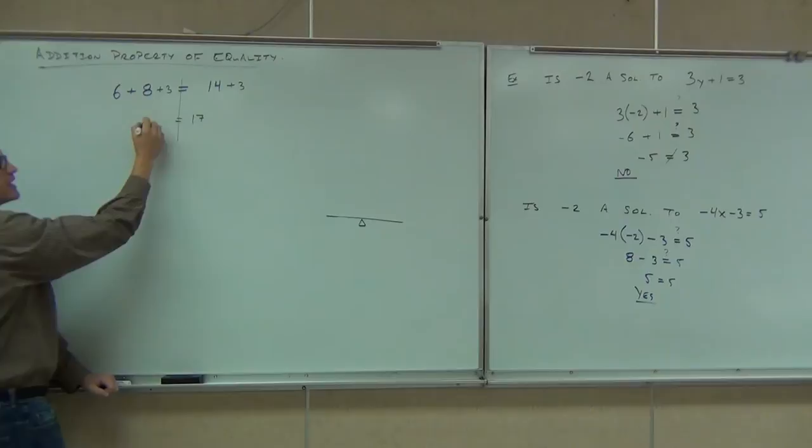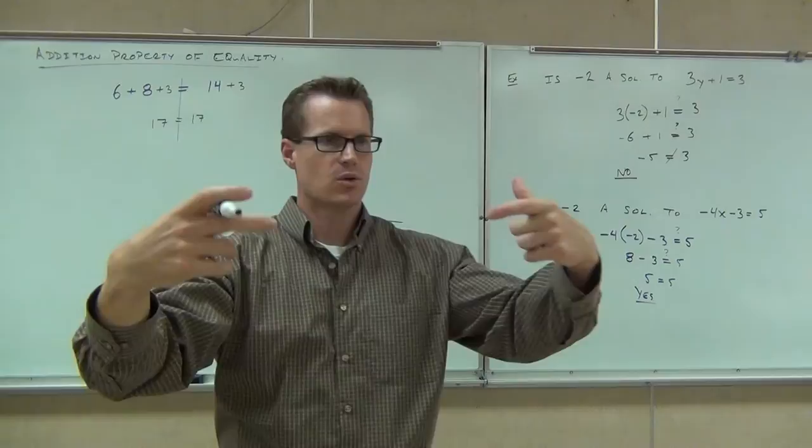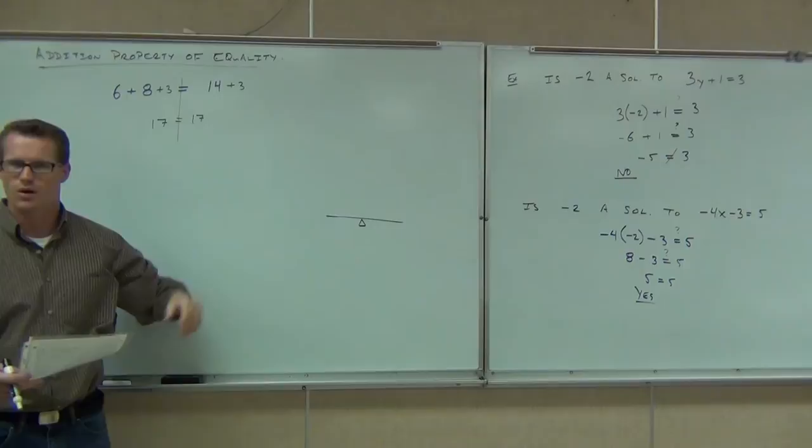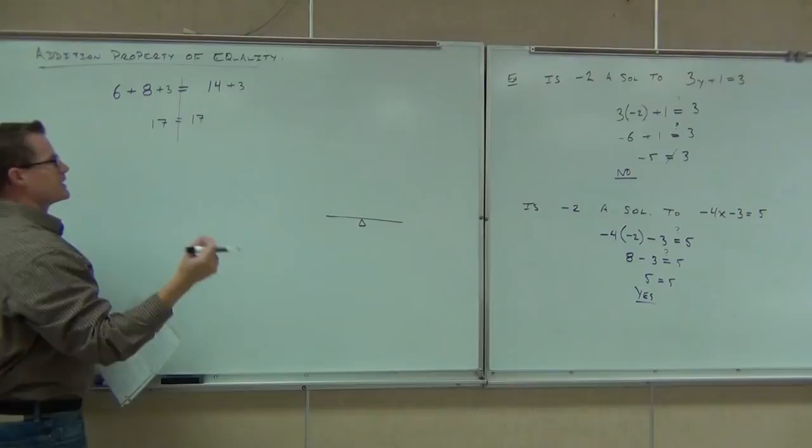If you're adding the same number to both sides of your equation, you are going to have the same value if they initially were equal. That's the idea behind the addition property of equality. A very weird, long name for something that's not too hard to understand, I hope. How many people were okay with that? Very good. So basically, in layman's terms, what this says is that you can add the same number to both sides of your equation.